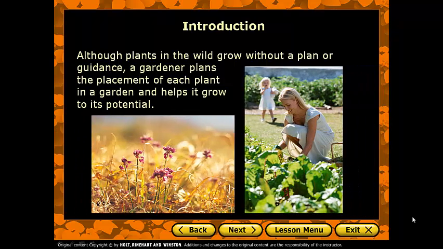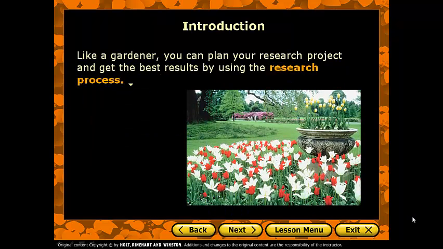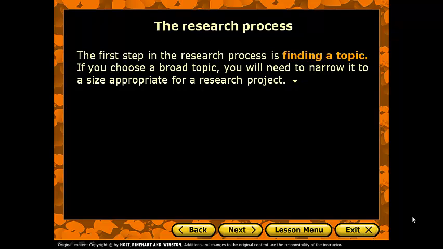Although plants in the wild grow without a plan or guidance, a gardener plans the placement of each plant in a garden and helps it grow to its potential. Like a gardener, you can plan your research project and get the best results by using the research process. You can also use a variety of technology tools to help your research project reach its potential.